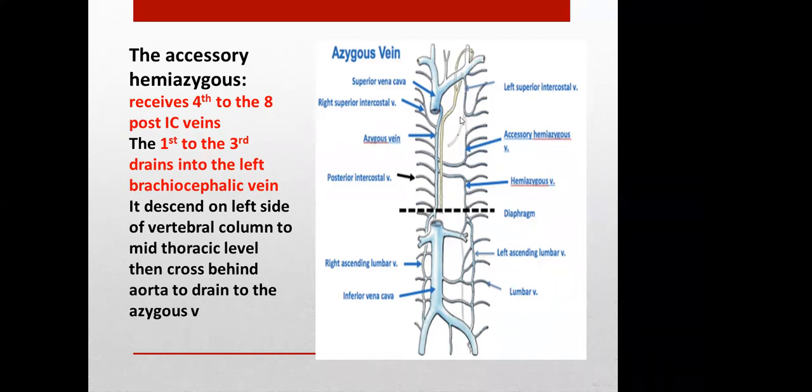So the azygous system is composed of the azygous vein on the right, which receives all the posterior intercostal veins except the first one, which drains to the brachiocephalic vein. And on the left side, it is divided into the first three, which will drain into the brachiocephalic vein. Then from the fourth one till the eighth one, they will drain into the accessory hemiazygous, and the last four with the ascending lumbar will drain into the hemiazygous.